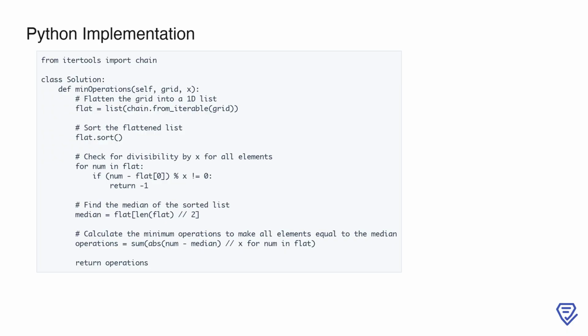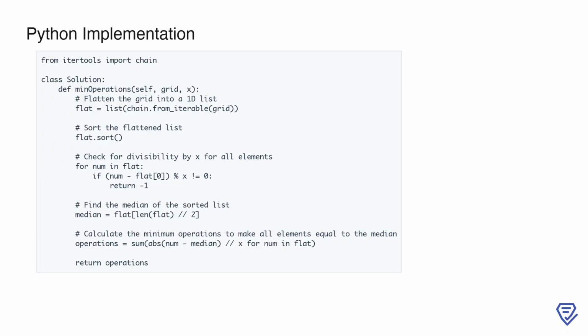1. Flatten the grid. The grid is a 2D list, so we first flatten it into a 1D list using itertools.chain.from_iterable. This makes it easier to process all elements linearly. 2. Sort the flattened list. Sorting helps in identifying the median element, which minimizes the total absolute deviations, a key insight for this problem. 3. Check divisibility. For the transformation to be possible, every difference, num - flat[0], must be divisible by x. If any element fails this condition, we immediately return -1, as it is impossible to make all elements equal.